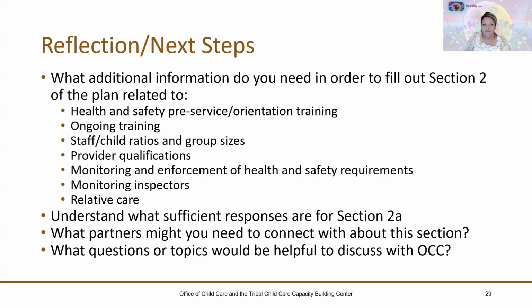So this brings us to the end of our presentation, and we just want to leave you with some reflections and next steps for you to think about. So think about what additional information do you need in order to fill out Section 2 of the plan related to your health and safety pre-service, ongoing orientation and training, the ongoing training, staff-to-child ratios and group sizes, provider qualifications, monitoring and enforcement of health and safety requirements, monitoring inspectors, relative care, and you also want to think about what sufficient responses are for Section 2A, what partners might you need to connect with about this section, and what questions or topics would be helpful to discuss with OCC.